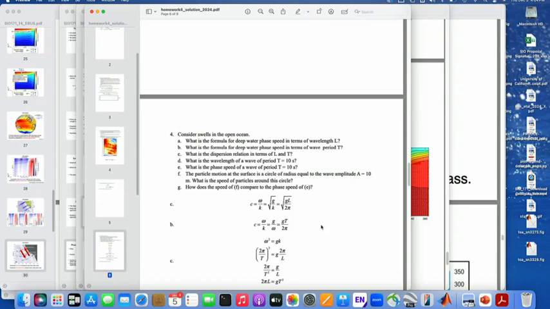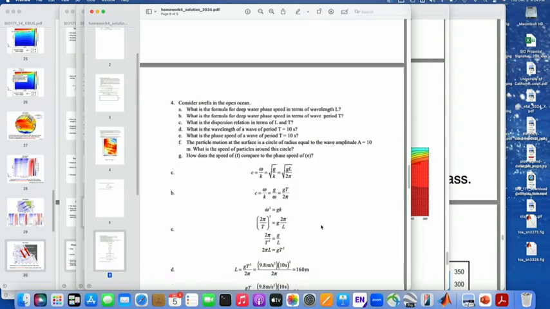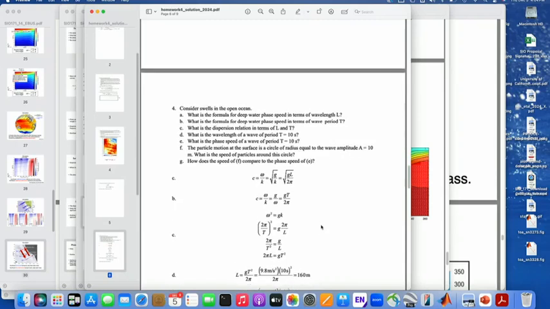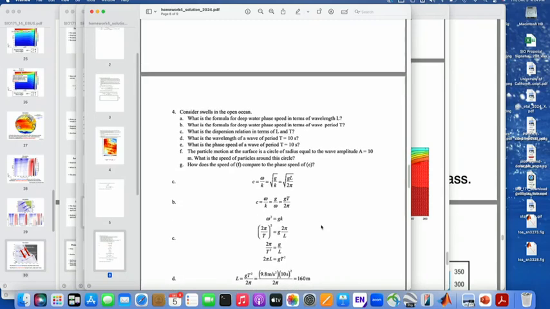So what wavelength? 156.05 meters. I got 156. So I got 160, I'm just going to 2 figures. I'm sure you're right.